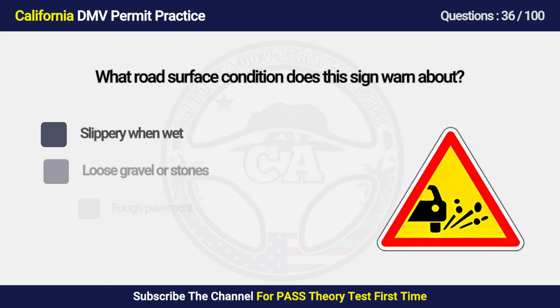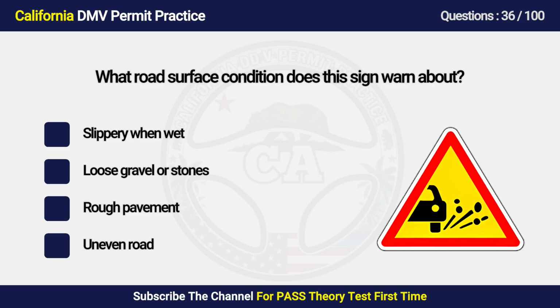Question 36. What road surface condition does this sign warn about? A. Slippery when wet. B. Loose gravel or stones. C. Rough pavement. D. Uneven road.